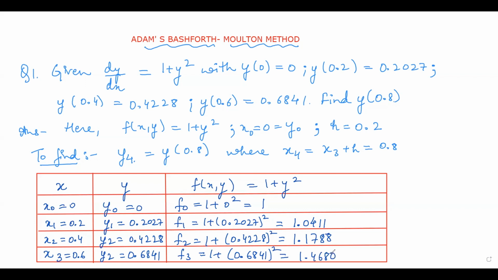Now, one thing again you need to notice: if these values of y1, y2, and sorry, this is y3 are not given to us, then we need to calculate them using any of the single step methods, either Picard's method or Euler's method or Taylor's method, or any of the RK methods of order 2 or order 4. So we have so many methods.